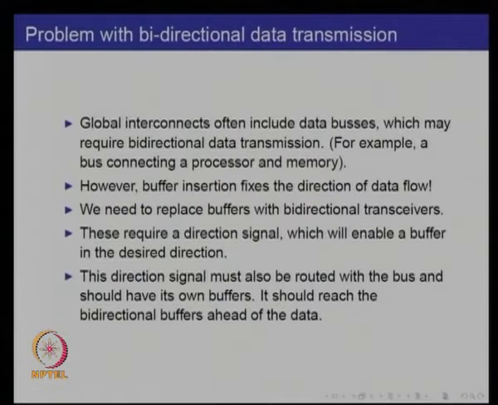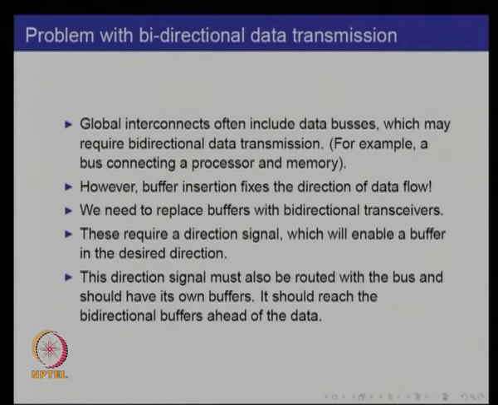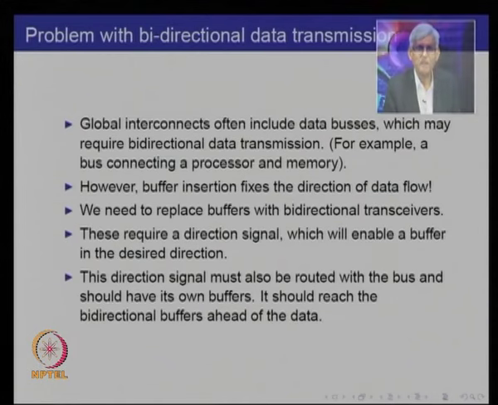Global interconnects often include data buses, and this is yet another problem. That means these data buses need to be bidirectional. Now, as long as we just had a wire, there is no problem. The wire can be bidirectional. However, as soon as we put in a buffer, this defines a direction because the buffer has an input and an output. So, for example, suppose you have a bus connecting a processor and a cache or on-chip memory.